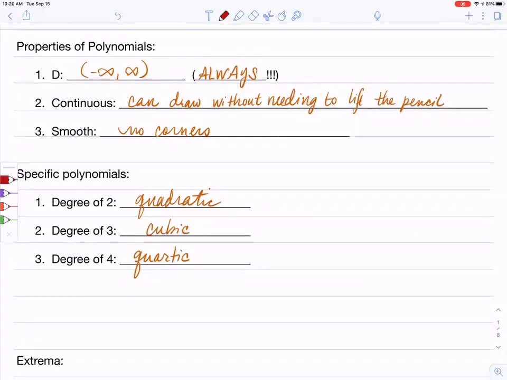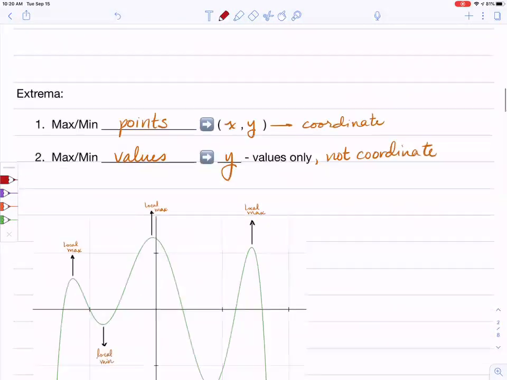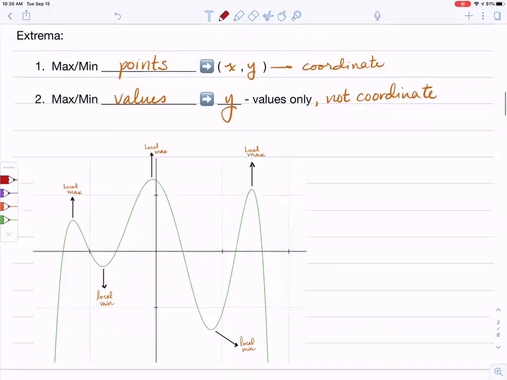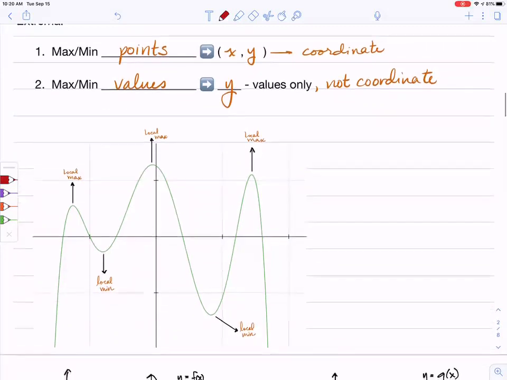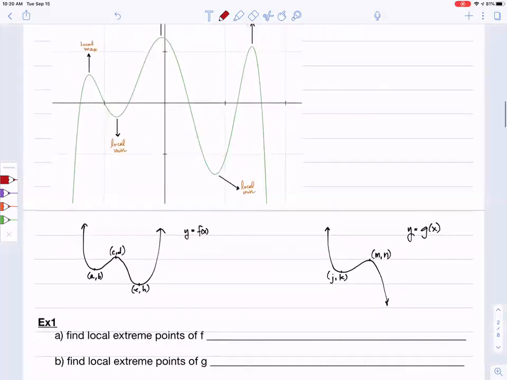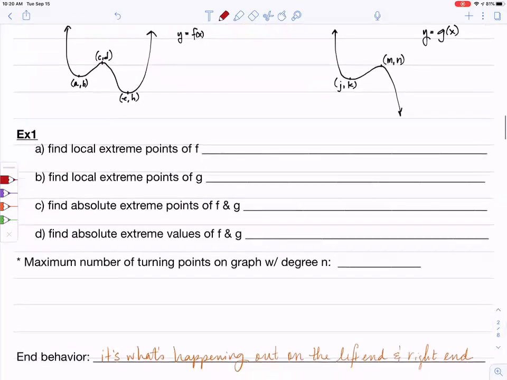All right, so moving on, some properties. This is important. Some names of specific polynomials. We'll be using those names, so be familiar with those. All right, and then I walked you through extrema in the videos, maximum points versus maximum values. So make sure that you understand that. And let's head into some examples here.